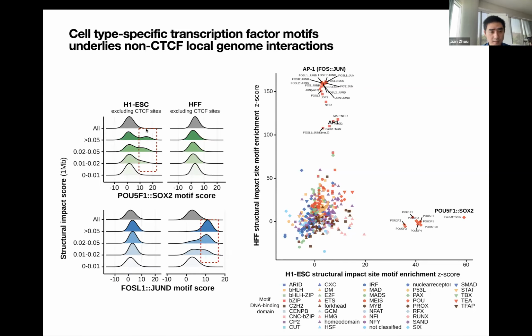And when we look at those motifs in the same way, we see those cell type specific enrichment of the POU5F1 SOX2 motif and the AP1 motifs in the corresponding cell type. So those are the hypotheses that we generate from the model, and those are still, I think, questions that remain to be further tested through experimental approaches.